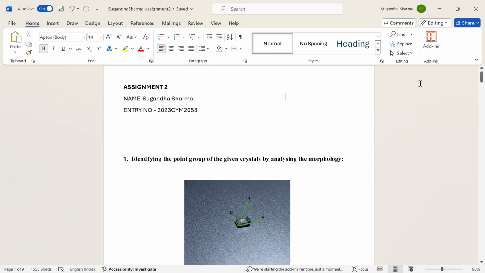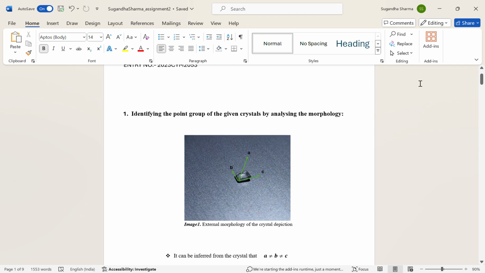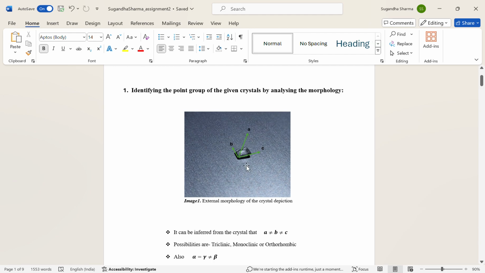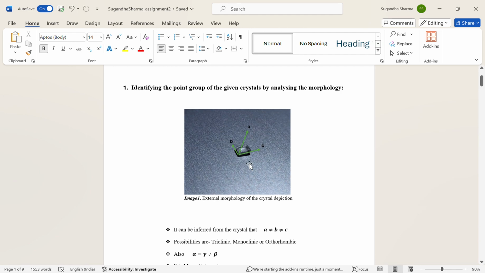So to begin with, the first question was to analyze the morphology of the given crystal. Sir gave us a crystal for which it was seen that the three sides were not equal. The small slanting edge we labeled as A. This small edge was labeled as B and this long edge was labeled as C, and all these three sides were not equal. So the possibilities are that this crystal structure can be triclinic, monoclinic or orthorhombic.